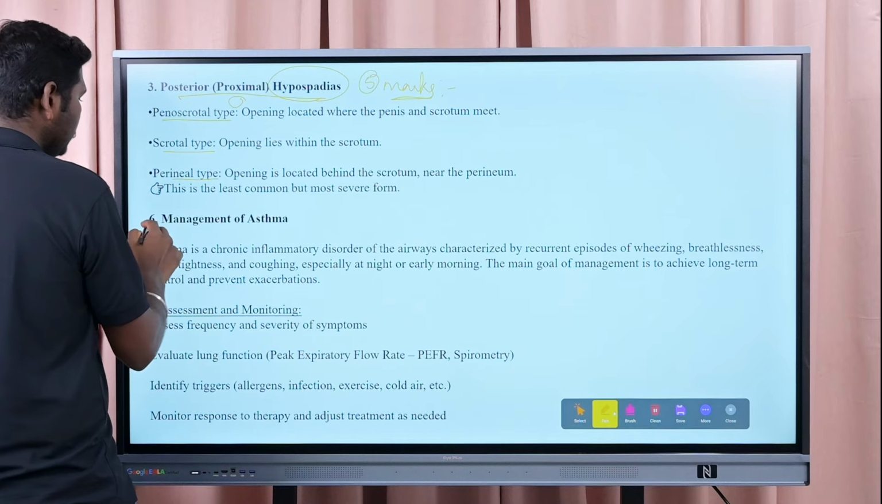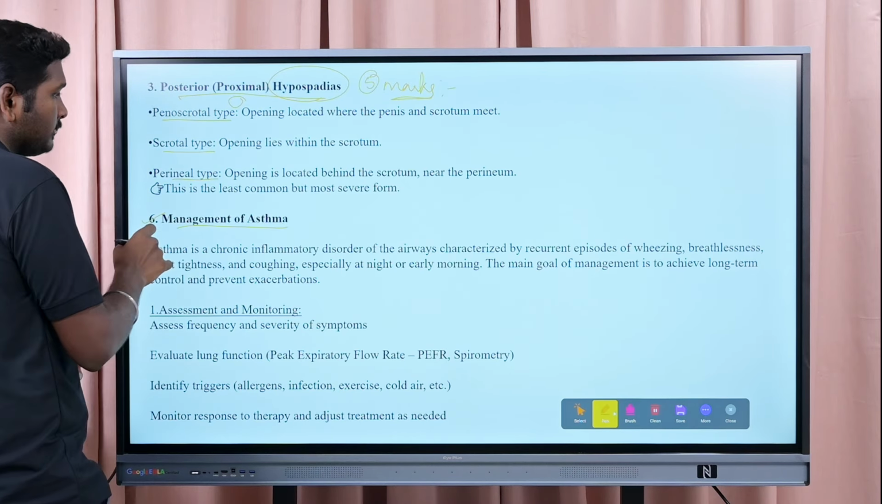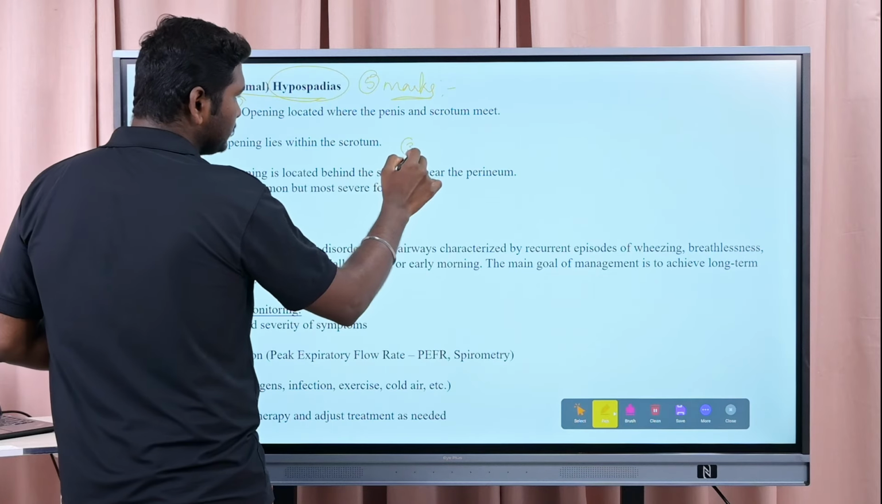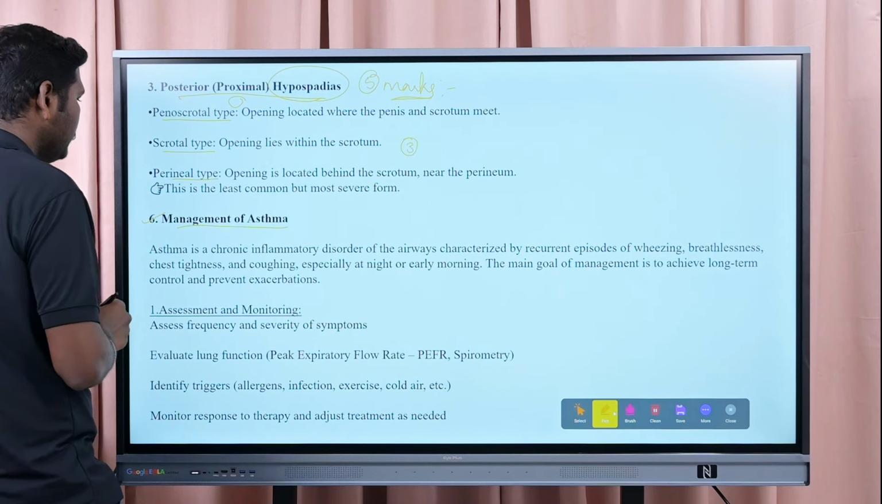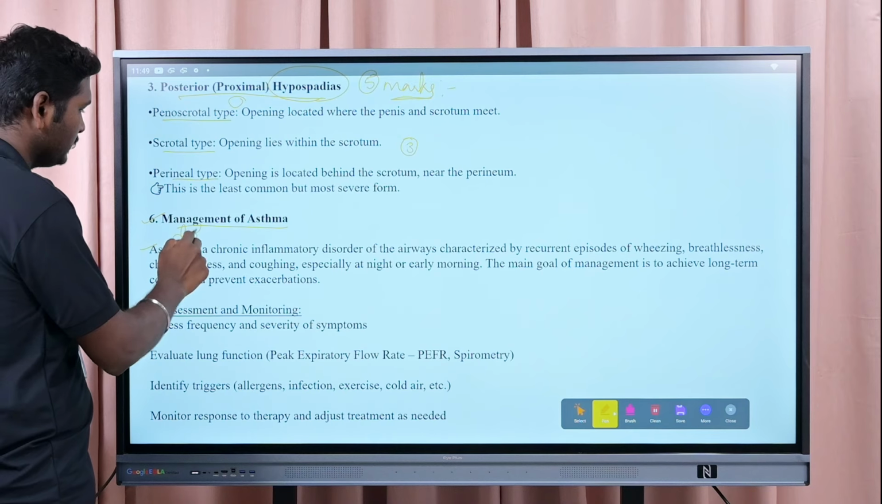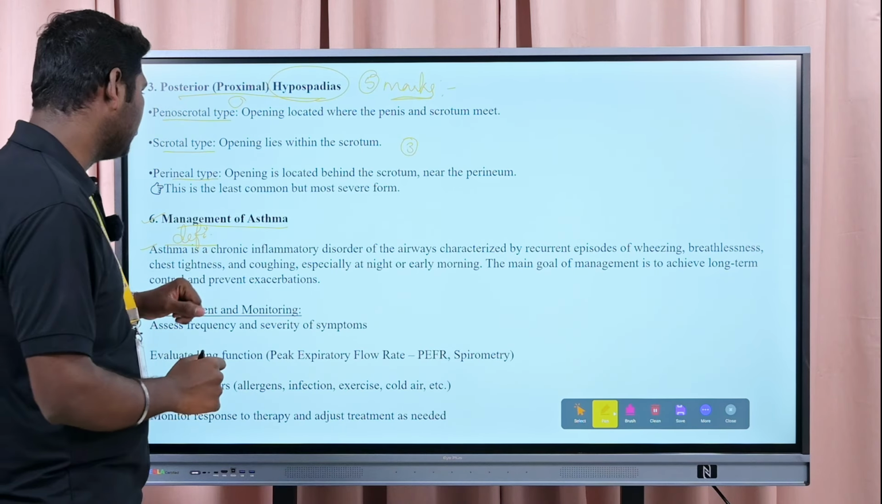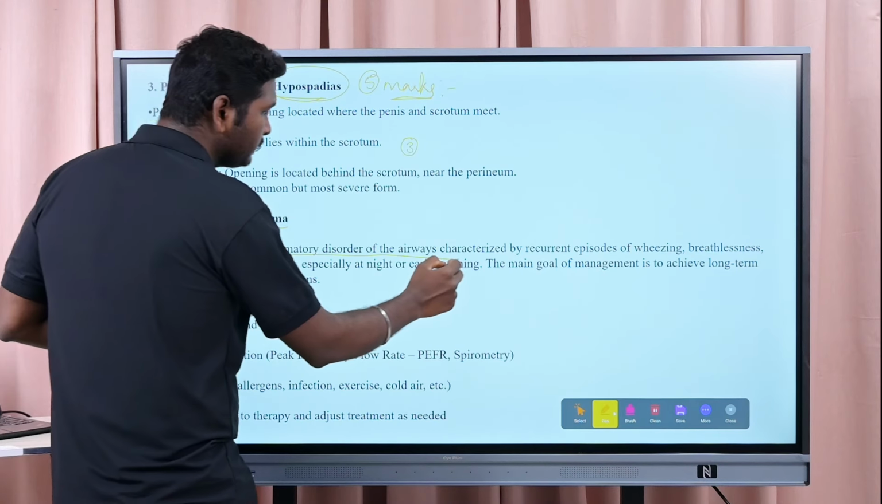Next, coming to the sixth question, that is the management of asthma. That is the third question in the short answers. Okay, short essays. So what is the management of asthma? First you have to write the definition. What exactly is asthma? It is a chronic inflammatory disorder of the airway.